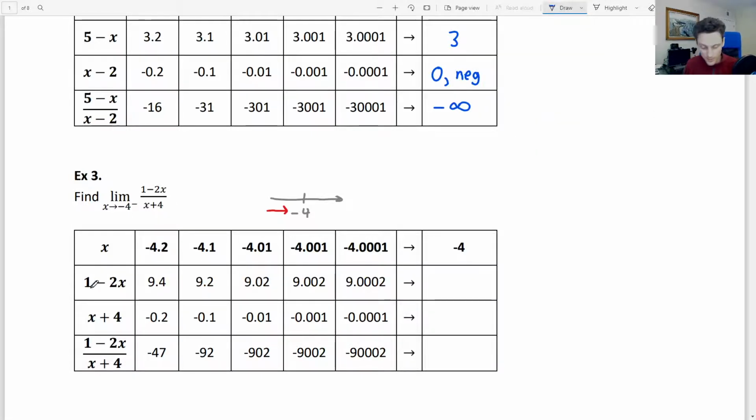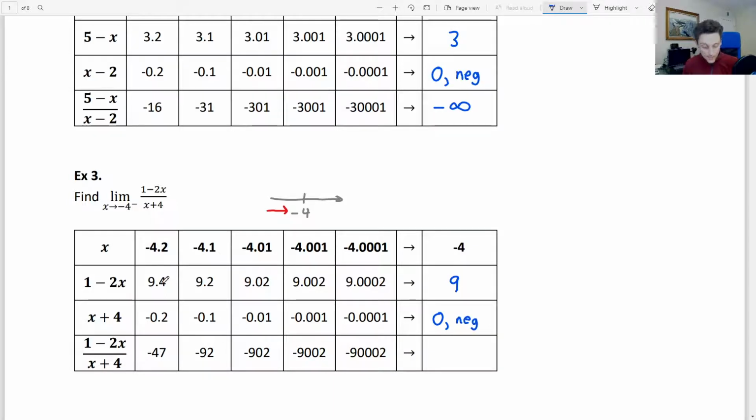Plug those numbers into 1 minus 2x, that top part of the fraction, and we've got numbers that are approaching what? 9. My voice fell kind of flat there. Approaching what? All right. So then what about the bottom numbers, x plus 4? The bottom numbers are approaching 0 and are negative.